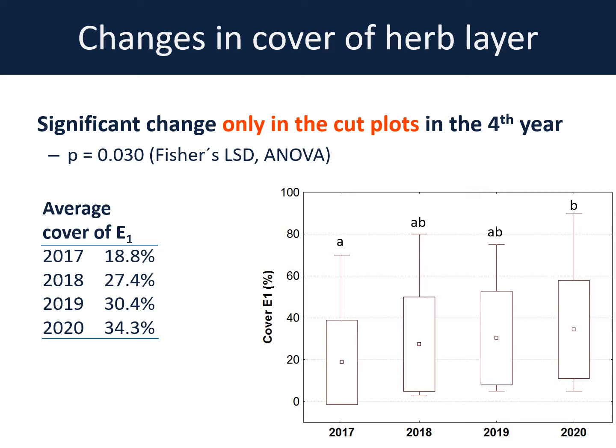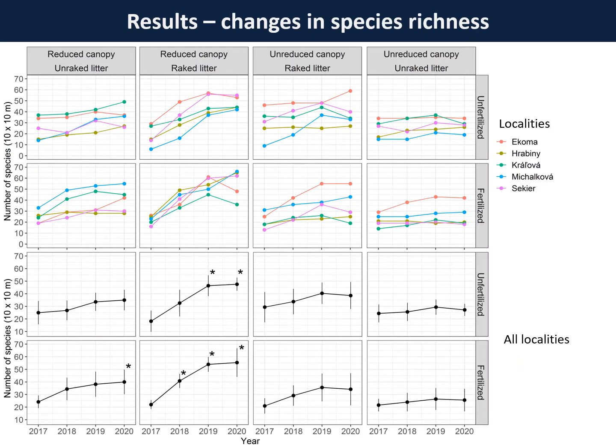The first results show a significant increase of herb layer cover in the last year of sampling. However, this is valid only for plots with reduced canopy, where average cover increased from 19 in 2017 to 34 in 2020. Significant changes were found also in species richness. All localities show similar responses. In some localities maximum richness was reached in the third year, in others in the last one. It reached almost 70 species of understory in some plots.